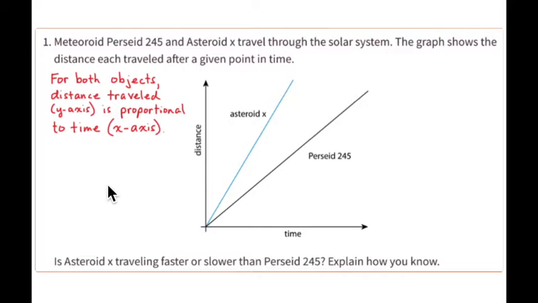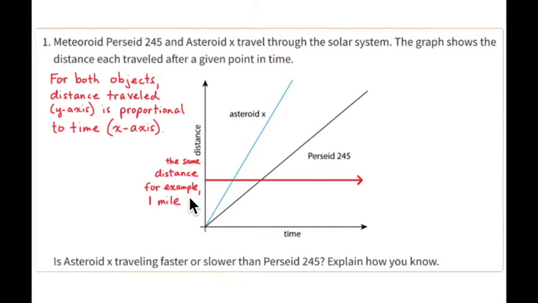One way is, first of all, for both objects, distance traveled is on the y-axis. So this is how far the space rock has traveled over time. So this is distance, and that distance is proportional to the time. So this is time down here. So how far has it traveled, that distance, in how much time? How far has Perseid traveled, that distance, in how much time?